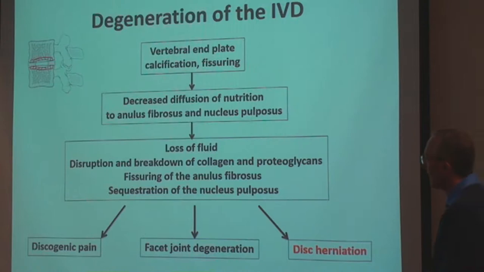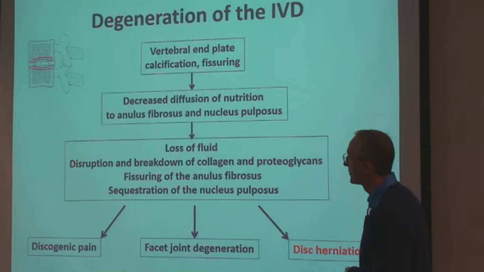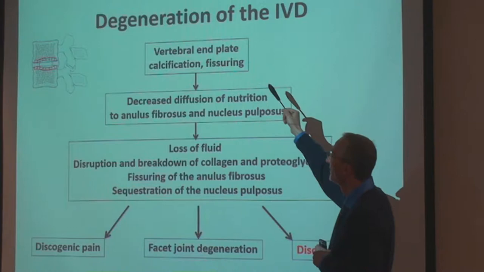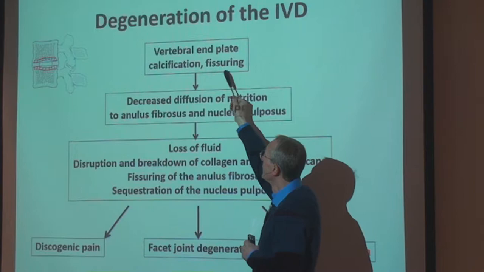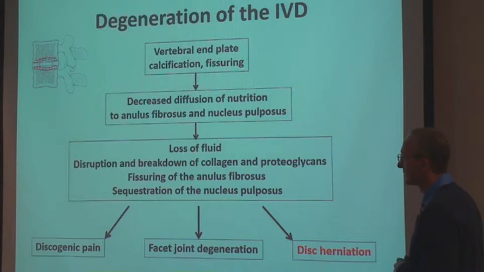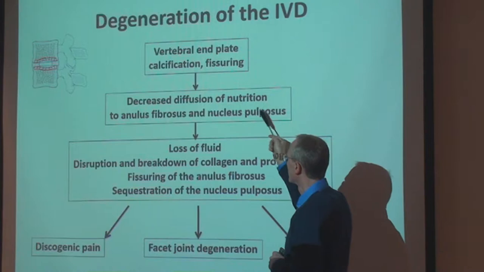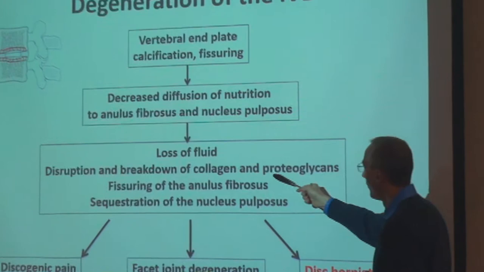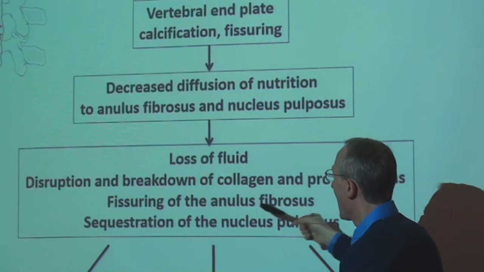In a flow chart, the summary of degeneration of the intervertebral disc goes like the following. The theory says that the whole process starts after the obliteration of vasculature, when the vertebral end plates start being more and more calcified, fissures appear, and the permeability of the end plates decreases. This leads to decreased diffusion of nutrition to the annulus fibrosus and nucleus pulposus cells, which consequently leads to decreased protein synthesis, proteoglycan synthesis, disruption and breakdown of these constituents of the matrix, fissuring of the annulus fibrosus, and sequestration of the nucleus pulposus.